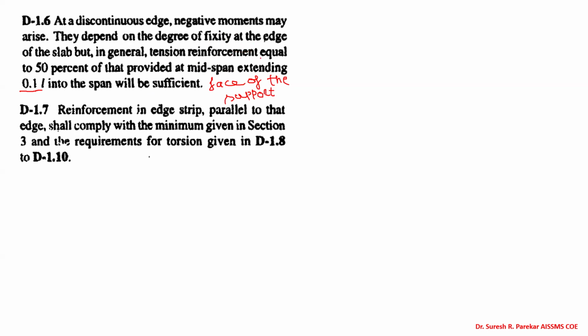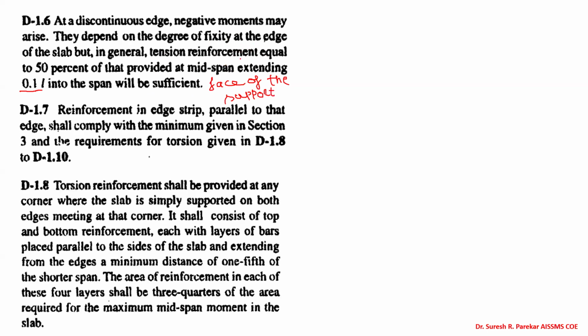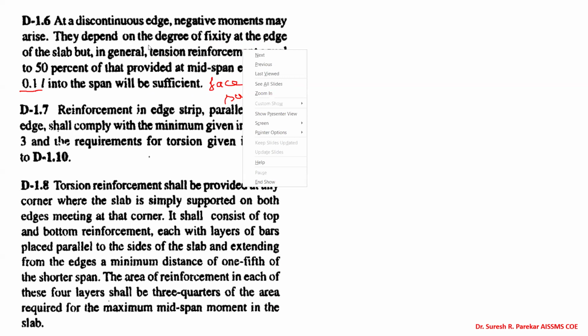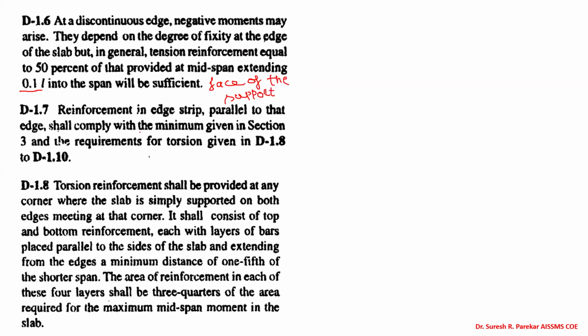Now reinforcement in edge strip, I already mentioned, it will be minimum given in section 3, and the requirements for torsion given in D-1.8. Now here it is mentioned: torsion reinforcement shall be provided at any corner where the slab is simply supported on both edges meeting at that corner. Means if I draw a diagram, and we are in this fashion, I will draw 4 slabs.